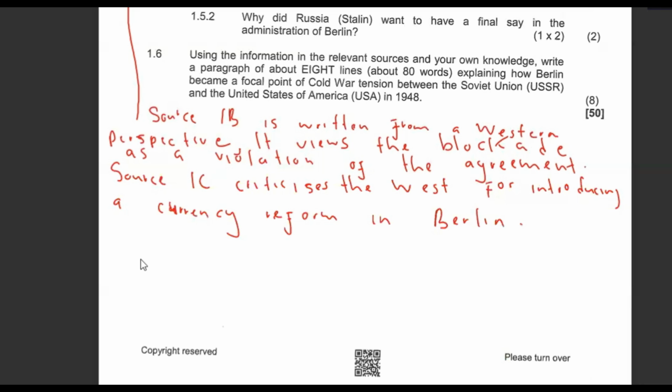If you look at source 1B, it is written from a Western perspective. It views the blockade as a violation of the agreement. But if you look at source 1C, it criticizes the West for introducing the currency reform in Berlin. So at the end of the day, you can see that the two sources contradict each other. They do not agree. They have different views about the same thing.